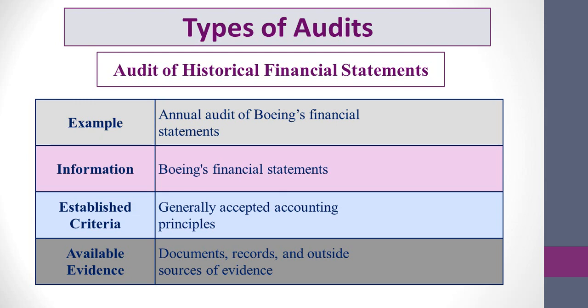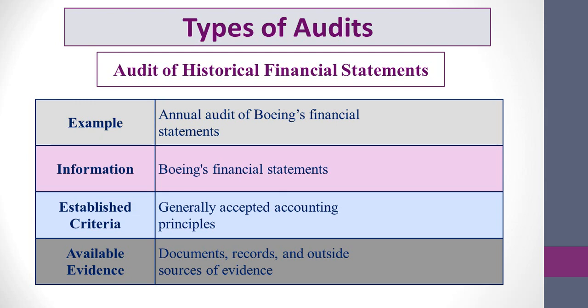So an audit of historical financial statements is an audit of the accounting information of the financial statements. What kind of financial statements do we have? We have four main types of financial statements: the balance sheet, income statement, retained earnings, and cash flows. These are the four main types. So the audit of historical financial statements focuses on determining whether the information in these four types of statements is prepared in accordance with generally accepted accounting principles.